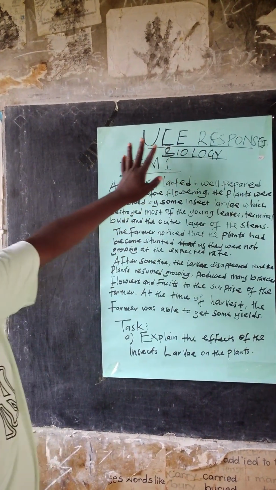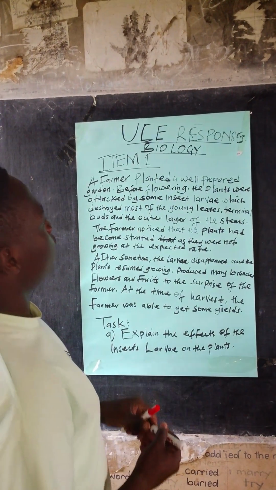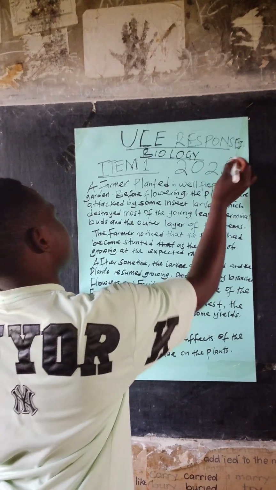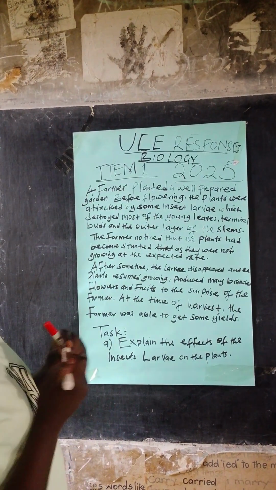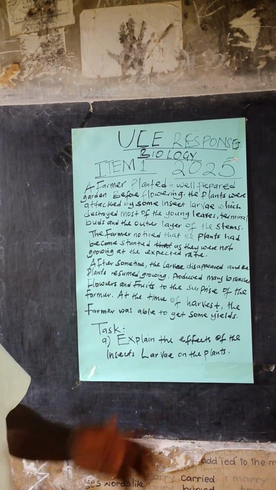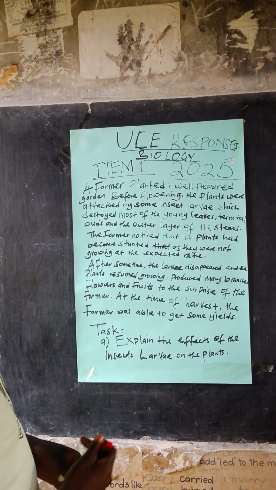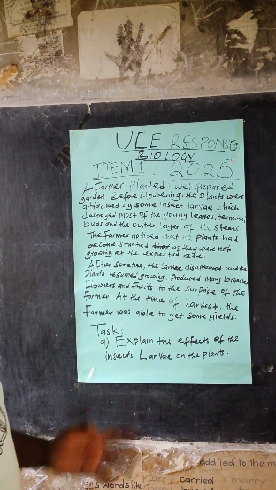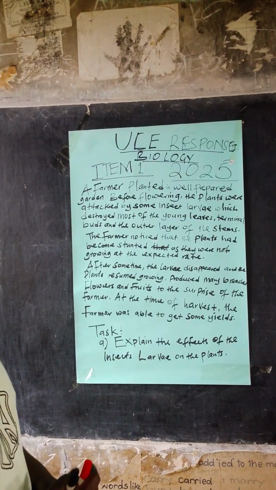Taking you through UCE responses for the biology 2025. And we are going to begin with item 1. The purpose of this channel is to help you understand some biology, so that if you are still in senior 3, senior 2, senior 1, you can be able to excel in UCE biology.